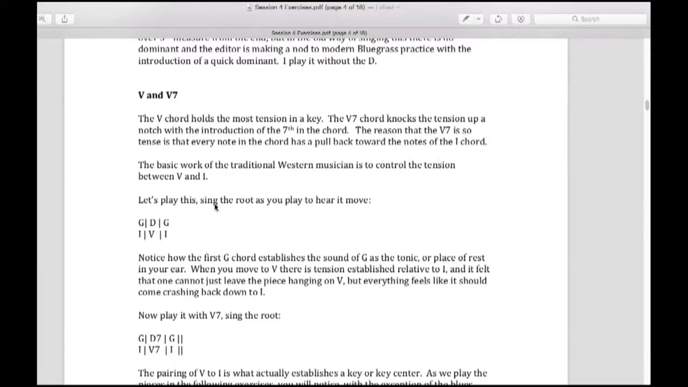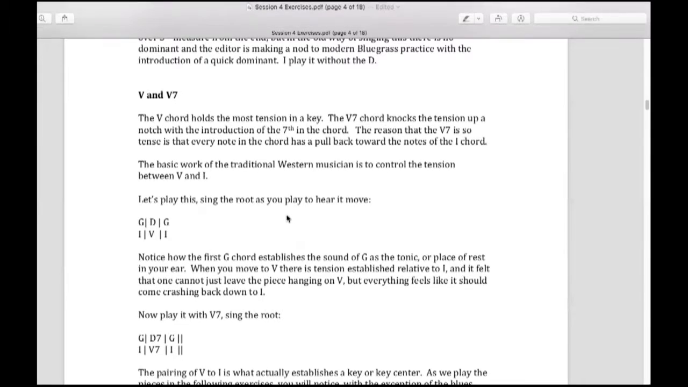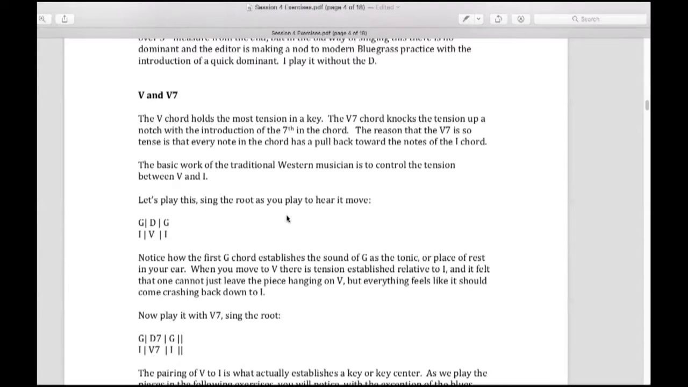Let's play this, sing the root as you play and hear it move. So we have a G chord in 1, a D chord for 5, and a G is 1. Let me just play the notes first. So here's G, 1, and here's the 5, 5, 1. Again, 1, 5, 1. And if we strum out the chord, here's the 1 chord, G, 1. And now we go 5, and everything in that chord wants to resolve back to 1. We can't just leave it hanging there, right?